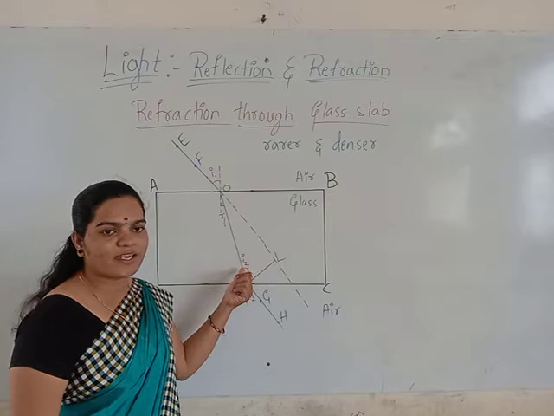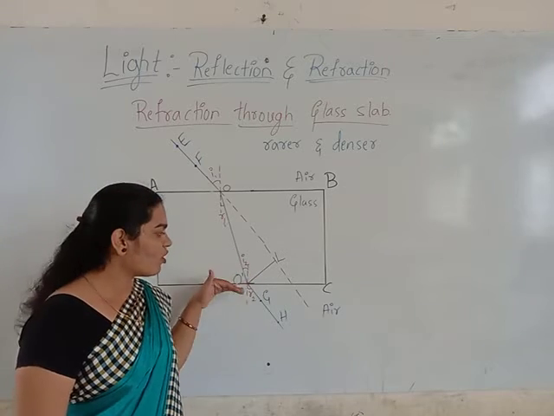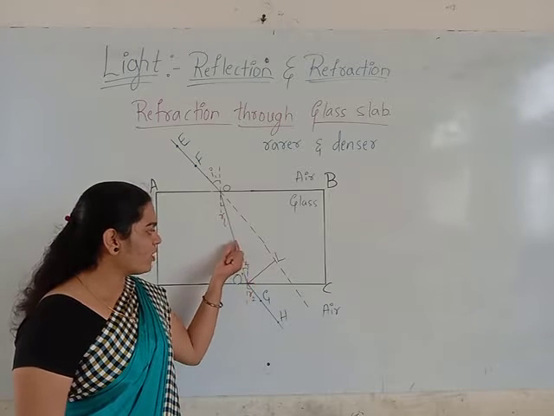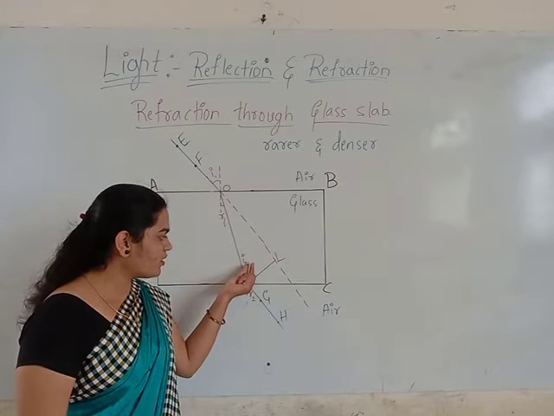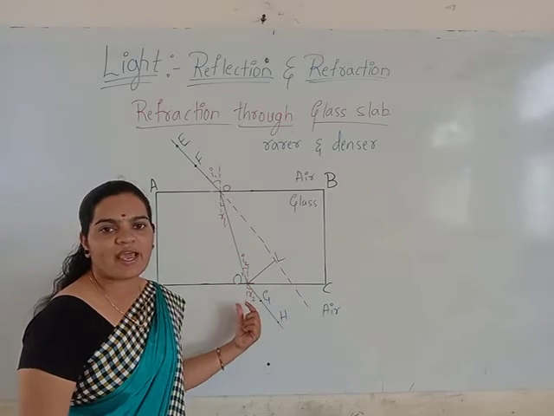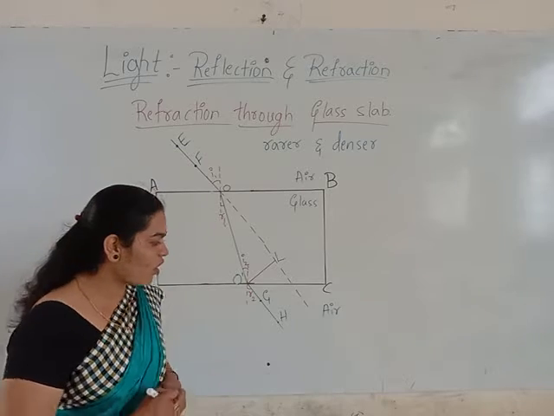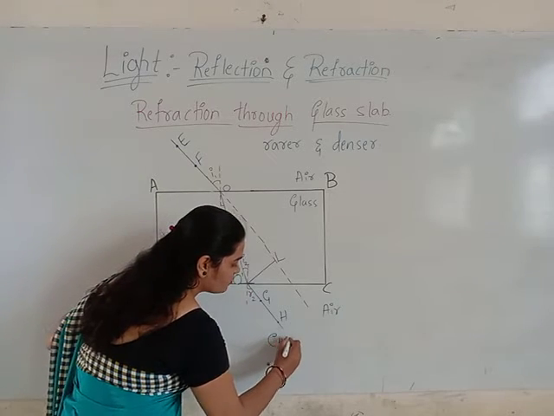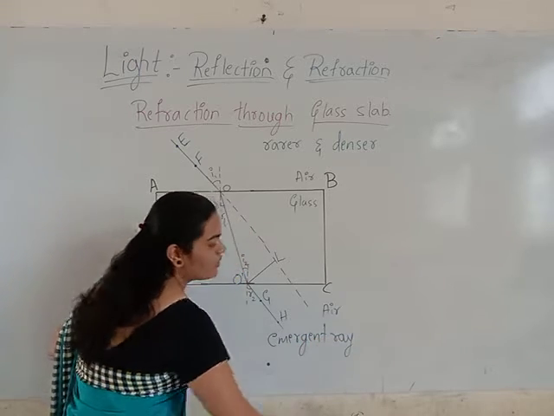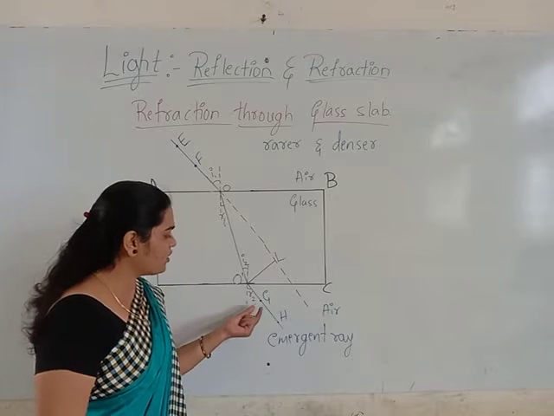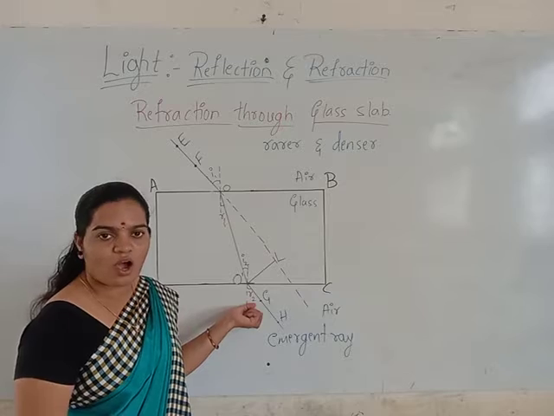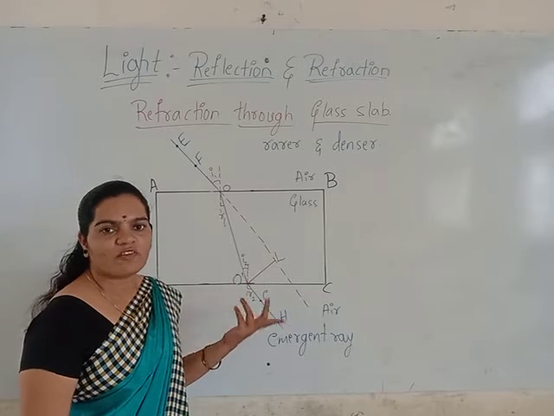the ray which is refracted inside will be the incident ray for this second phase. So here the angle made between this incident ray and the normal will be I2, and when it comes out we call this ray a refracted ray, or we can also call it an emergent ray. The angle made between the emergent ray and the normal, we call it the angle of emergence, or it is also the angle of refraction.